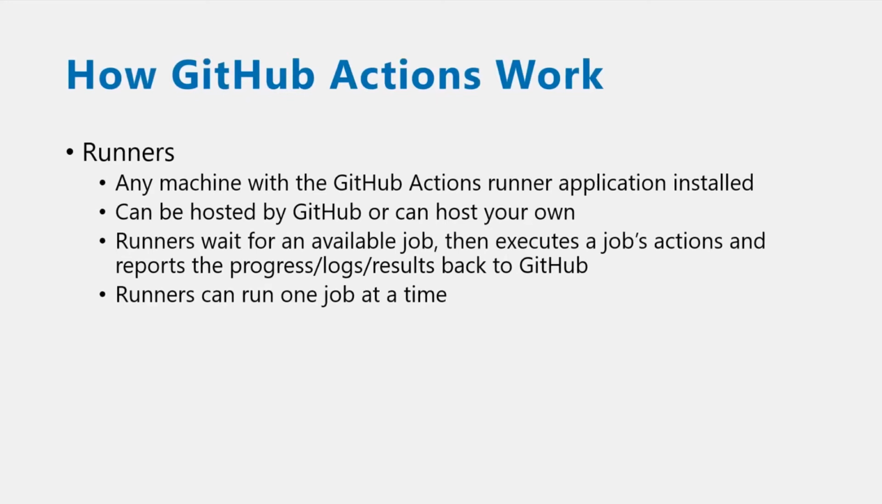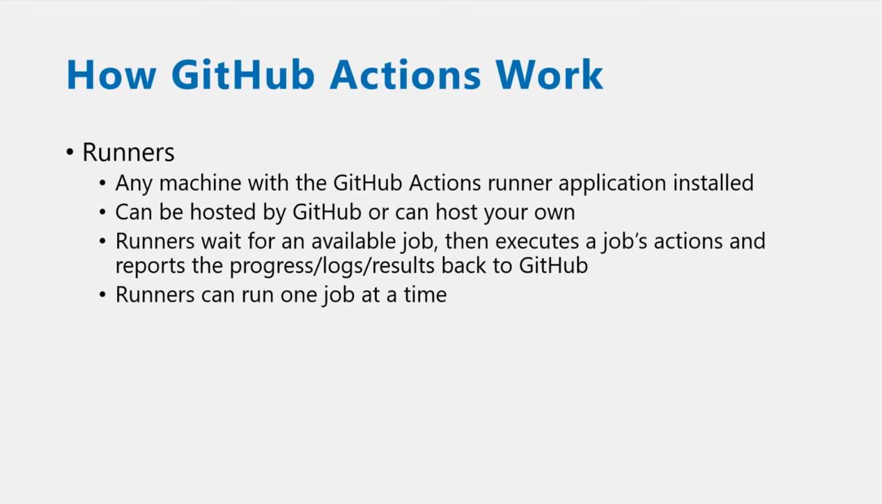And then finally, that's wrapping up all of the workflow in that file. Again, this is just a text file that you create. And then what you have is a runner. Basically, that's any machine with this special GitHub Action runner application installed. And that can either be hosted in GitHub, or you can host your own if you want to. So your runners are basically job processors that sit there and wait for an available job.